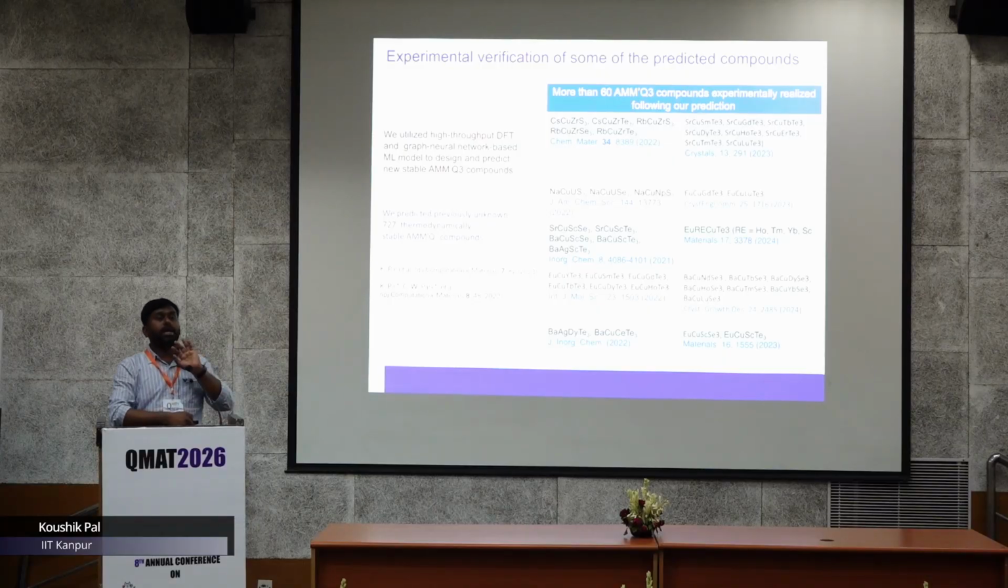So we predicted about 800 compounds in total, and after our predictions, in the last 5 years or so, about 60 compounds have been experimentally synthesized by different groups. These are some compounds that I am giving, but there are a few more compounds that are not present in the list. So this is the validation of our predictions using high throughput computational methods and machine learning.